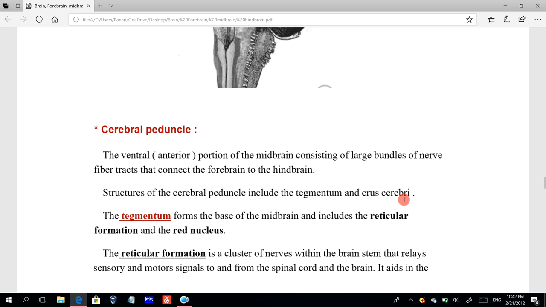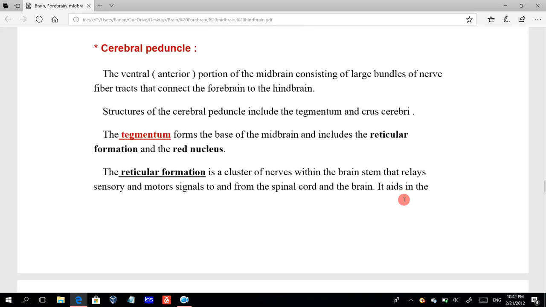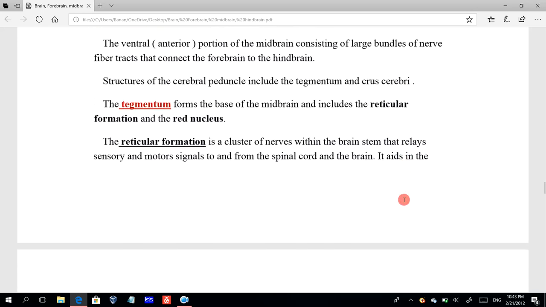The reticular formation is a cluster of nerves, هي عبارة عن مجموعة من الأعصاب within the brain stem that relays sensory and motor signals to and from the spinal cord and the brain.